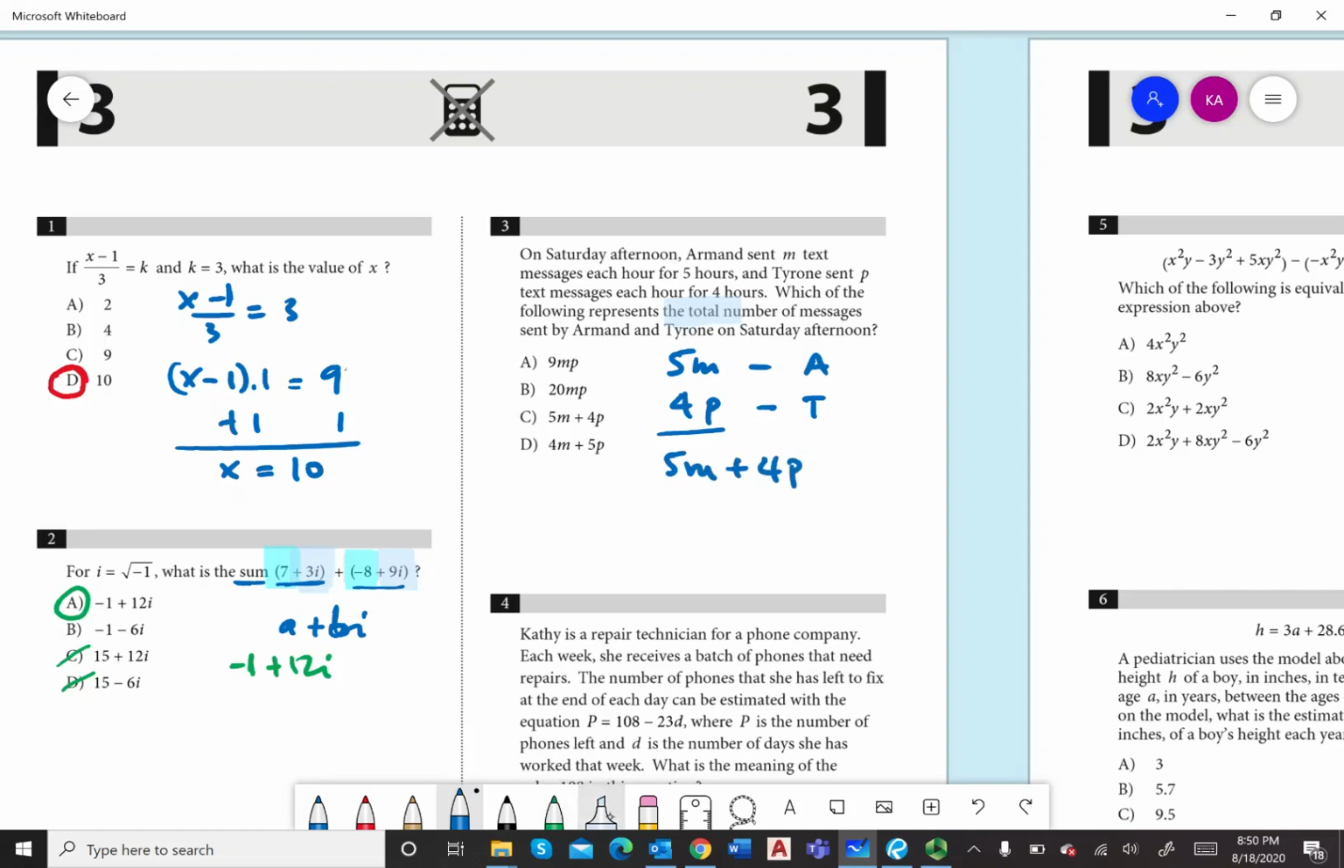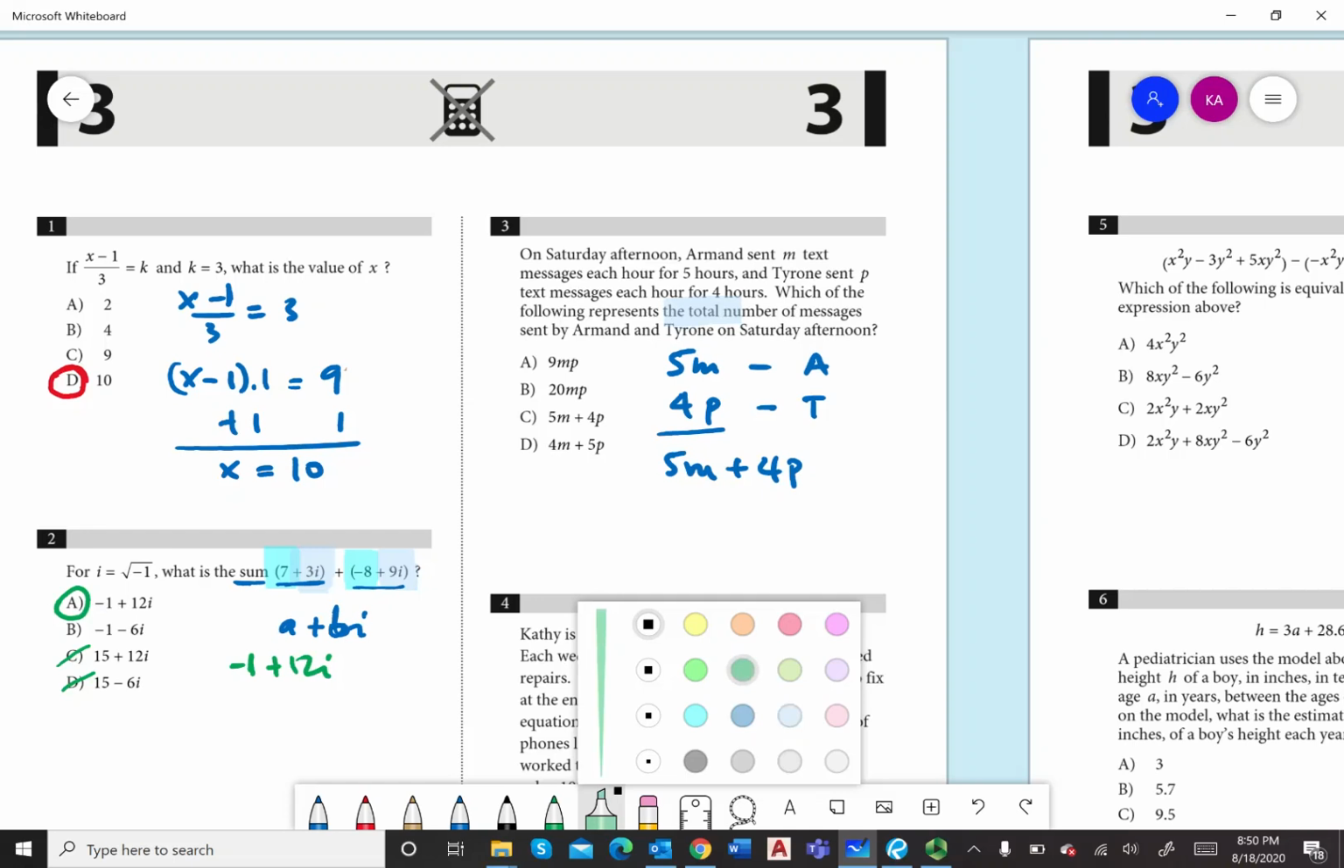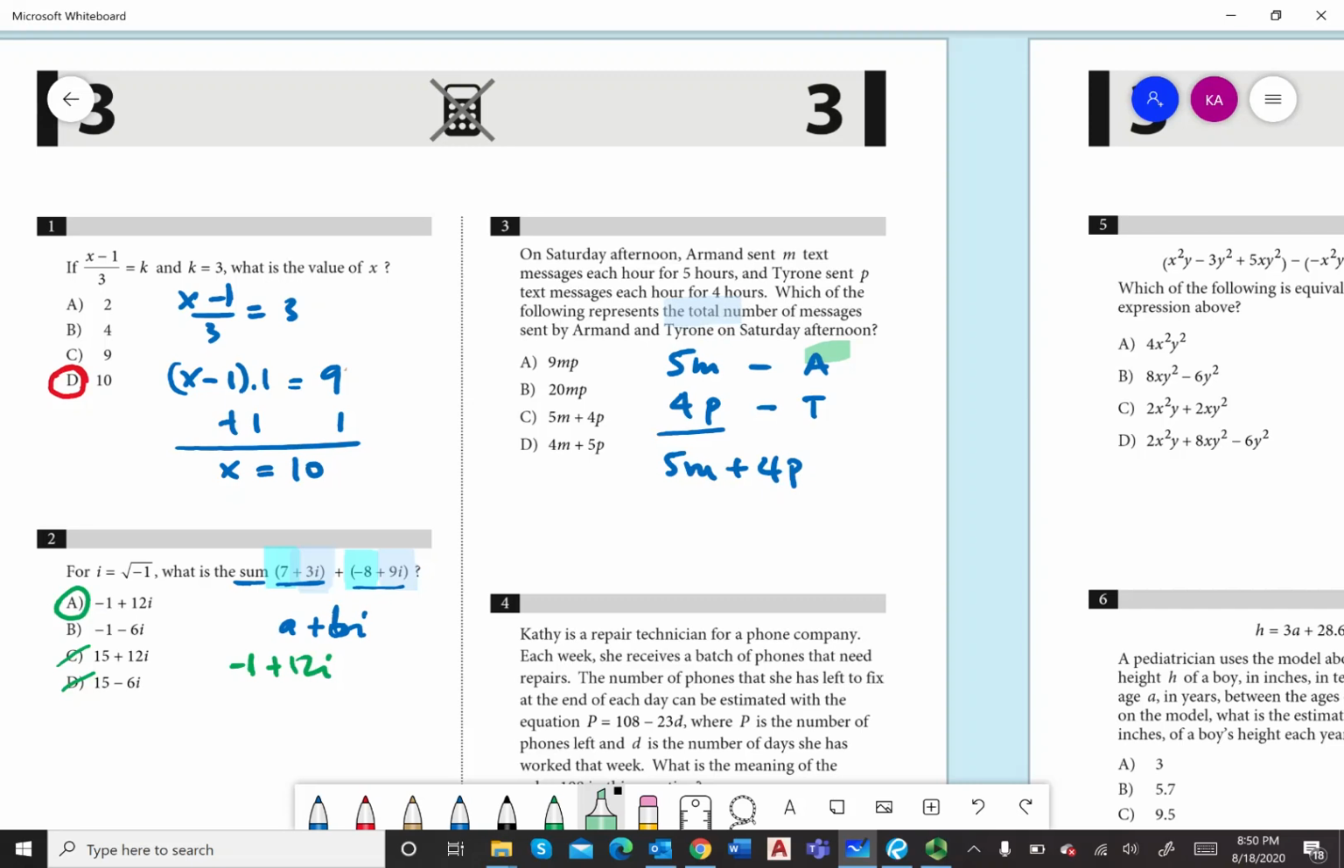You want to make sure to keep track of this, because it can be confusing if you end up picking answer D instead of answer C. So you want to make sure you keep track. Right away I can see that this has M in it, so M goes with Armand and it's 5 hours, so 5 goes with M, so 5M, and then P goes with 4, Tyrone, so 4P. Okay, so the answer is C.